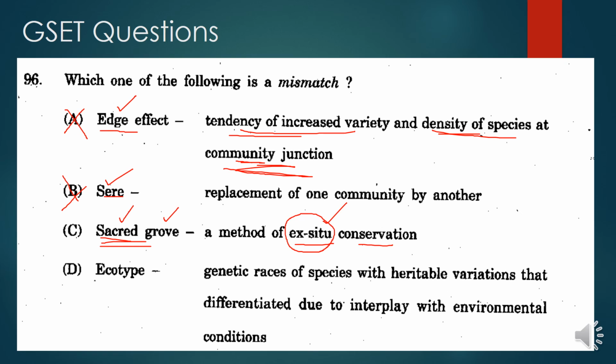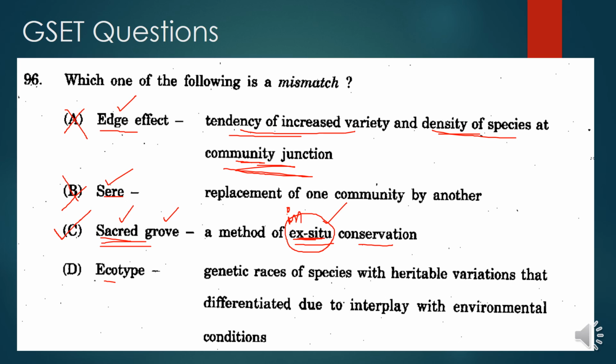Sacred grove conservation is done in situ. So this is an in situ conservation. Sacred grove is a type of conservation of forest plants by in situ conservation, that is on-site conservation. So this is a mismatch. So this one is the mismatched option.